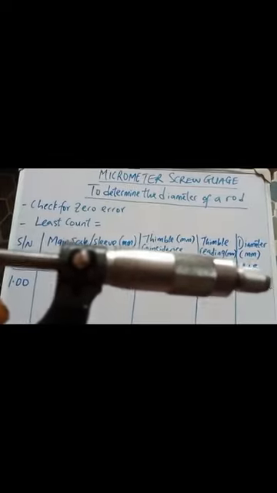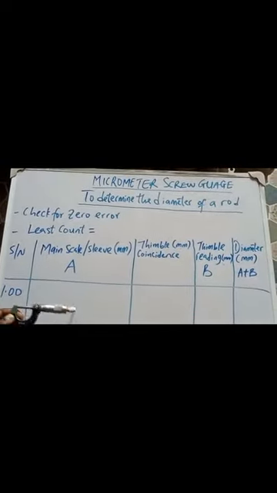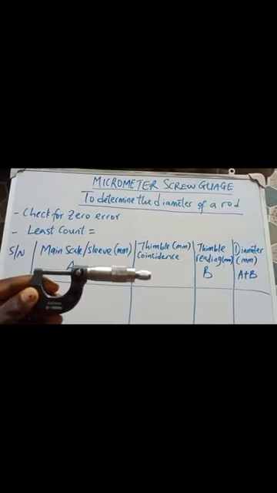It shows that it's actually resting at point 0. This shows that there is no zero error attached to this instrument. Okay? So the next thing we are going to look at is to calculate the least count on this instrument.